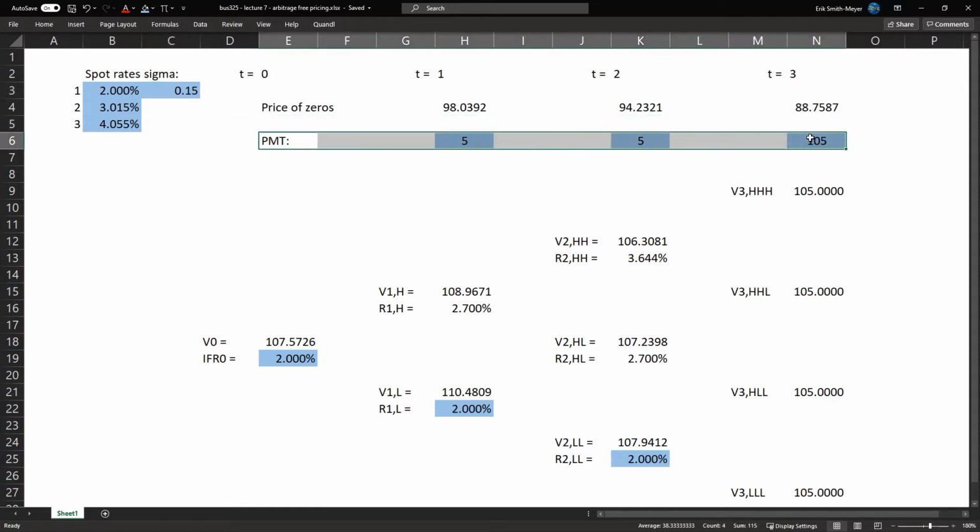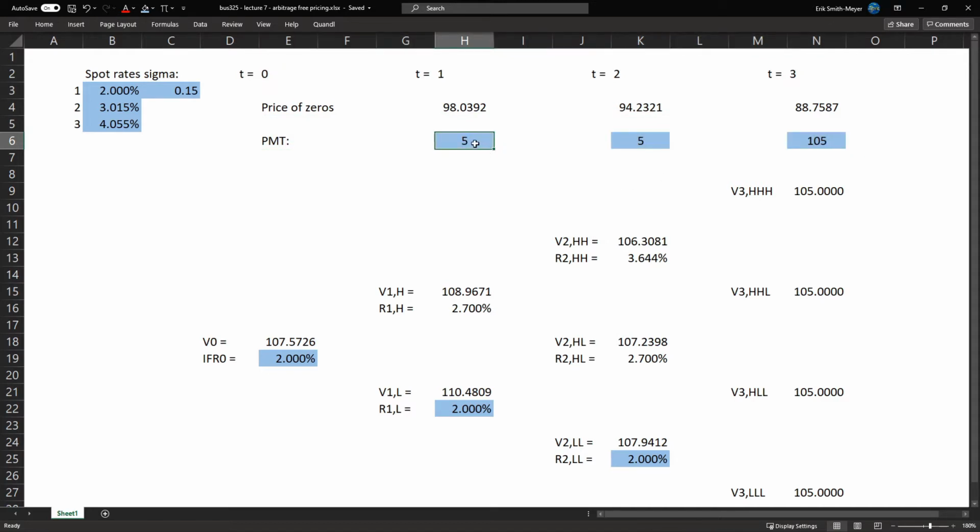Here are the payments for the bond. You see that it's a 5% coupon bond. So during year 1, you get 5. In year 2, you get 5. And in year 3, you get the future value, the par value, plus the coupon. Because it's a 3-year bond that we're going to calculate the price of.